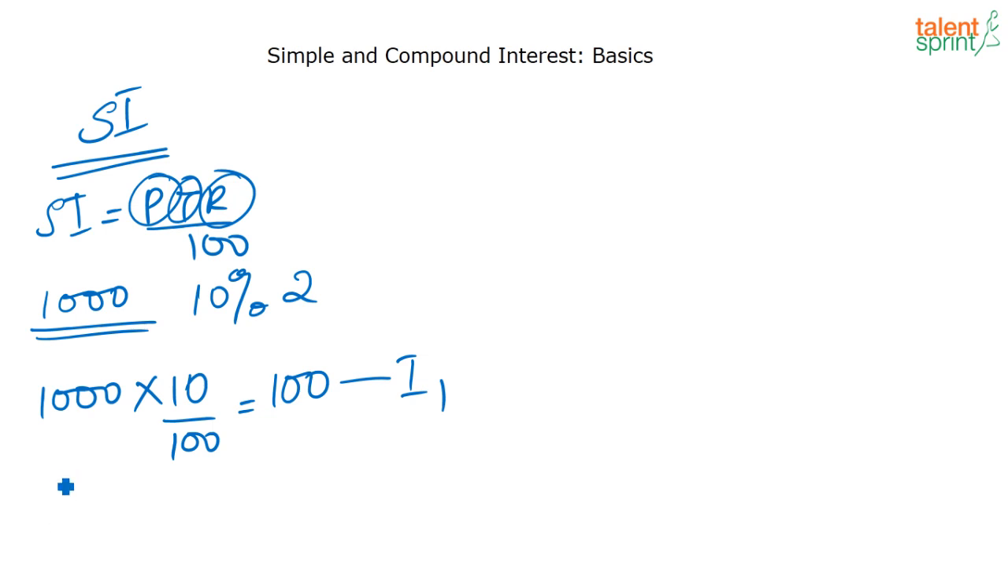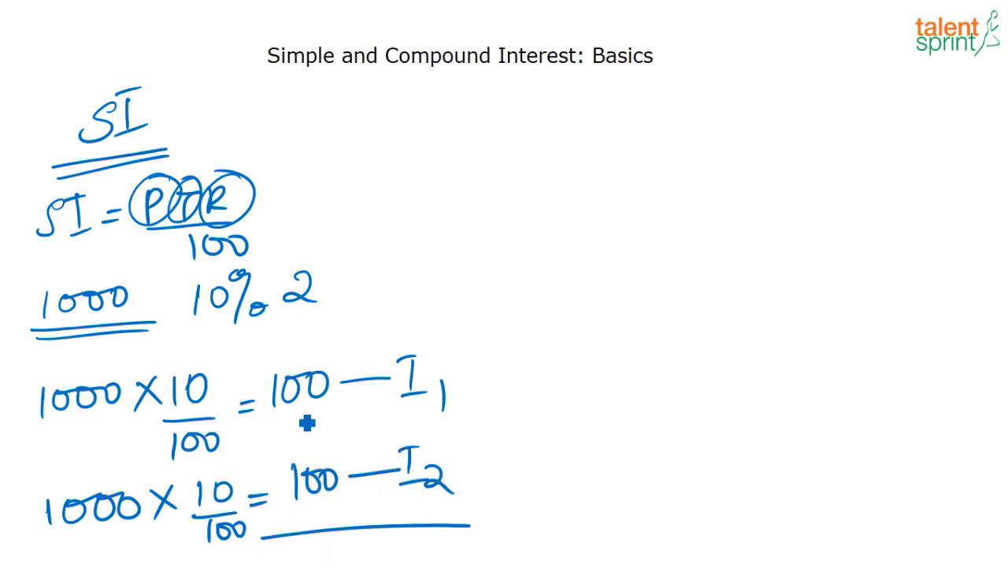Now at the end of the second year, again the interest is still calculated on the same 1000 rupees that I had invested as the principal. So this is what we do in simple interest. The same principal is taken for every year to calculate the interest. So again during the next year I get 100 rupees. So the total interest that I get at the end of the 2 years is 100 plus 100, that is 200 rupees. Correct?